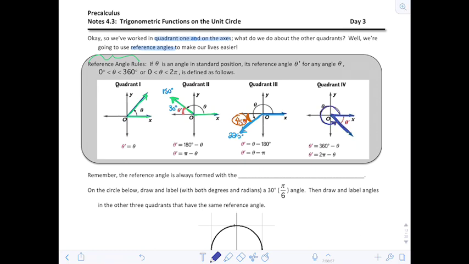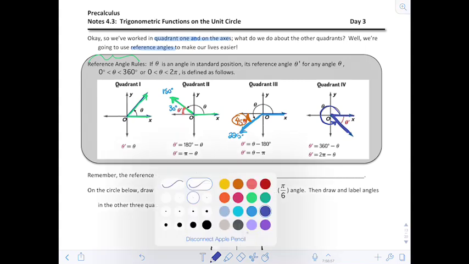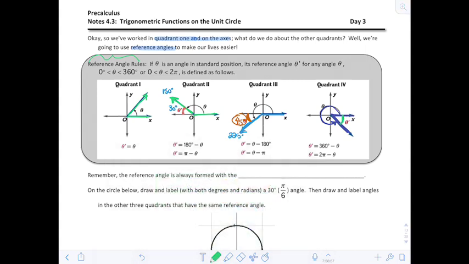But my reference angle is going to be, again, the distance to the nearest x-axis right there. So let's say my angle is 330 degrees around. That's my theta. My reference angle would be 360 minus that theta. So it would be 30 degrees. So my reference angle would be 30.